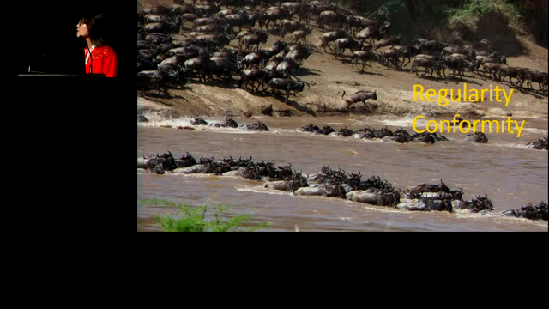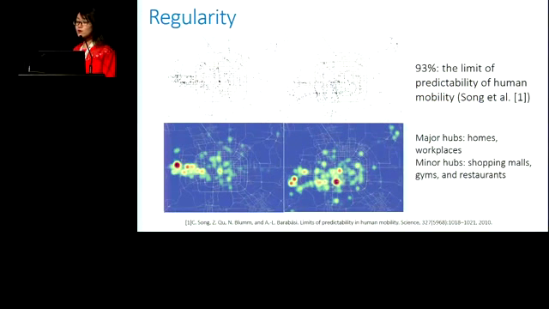Fortunately, we human beings no longer need the long-distance migration for survival nowadays, but the characteristics of regularity and conformity are kept in our daily lives. Several recent studies have shown that human movements follow regular spatial-temporal patterns, and a very famous work in Science magazine has demonstrated that the predictability of human mobility has an upper limit of 93%. It means that most of our movements can be interpreted as regular movements.